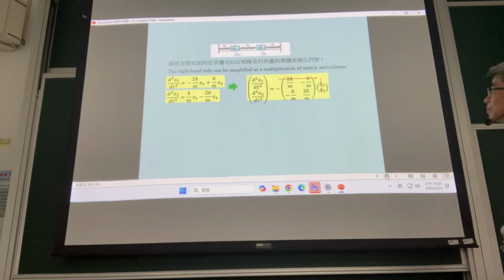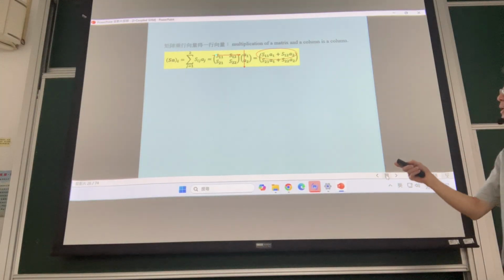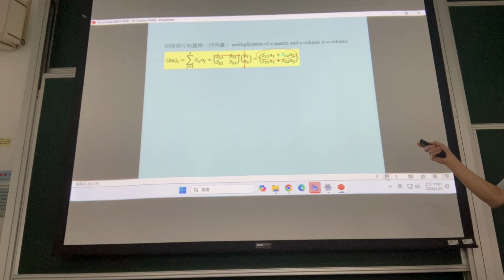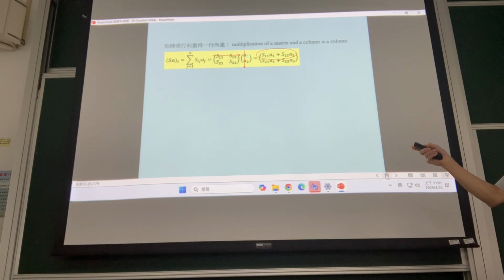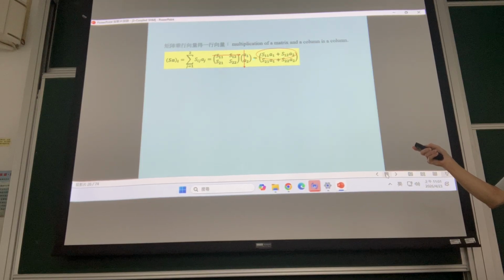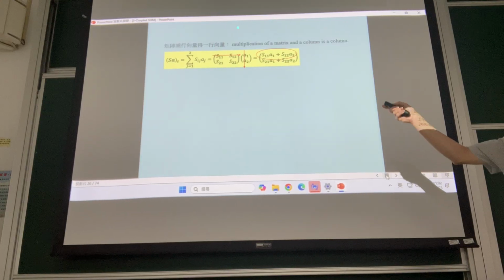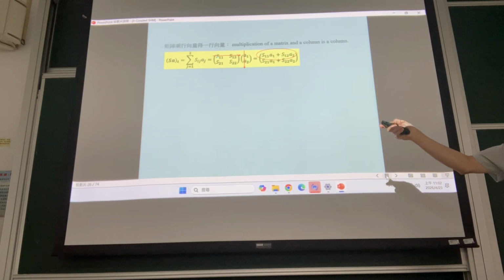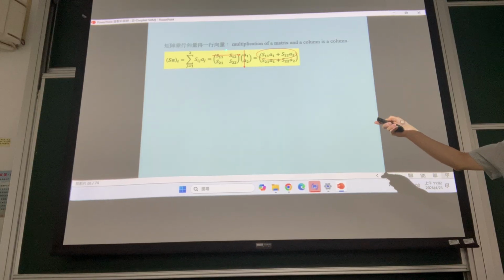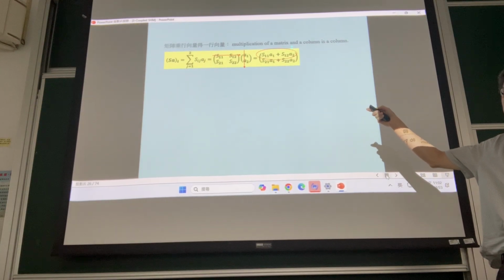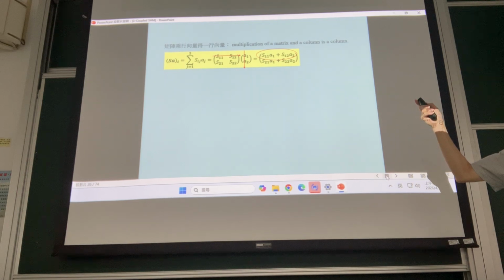So the right-hand side can be written as the multiplication of this matrix with x1 and x2. The rule is like this. If you multiply a matrix with the column vector, the first element will be a11 times x1 plus a12 times x2. We usually like to draw a line here and then draw a line here, so that this times this plus this times this will form the first element of the final column.